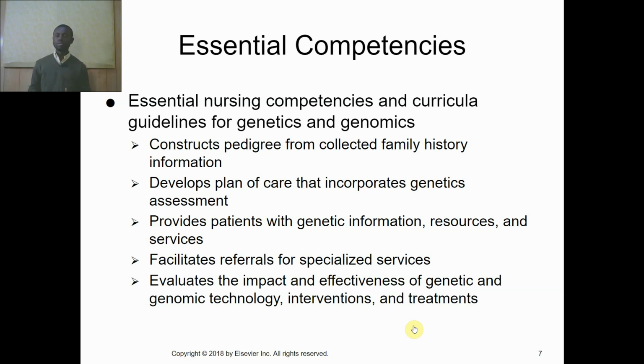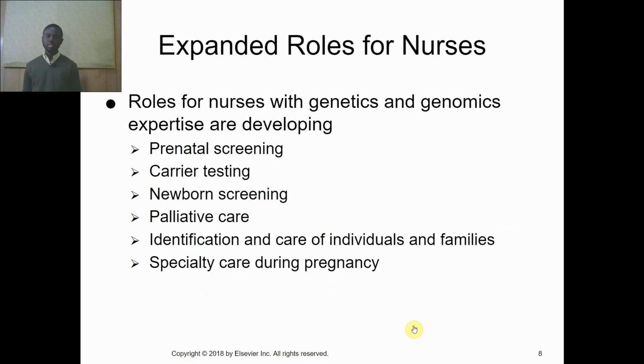Then nurses have to be competent in genetics to be able to facilitate referrals for specialized services and also be able to evaluate the effectiveness and impact of genetic and genomic technology, intervention and treatment. So there are various treatments that are out there, and nurses should be able to have a working knowledge, if this is the field you choose to be in, to be able to refer your clients to the appropriate facilities for testing and also for counseling and treatment of certain genetic conditions.